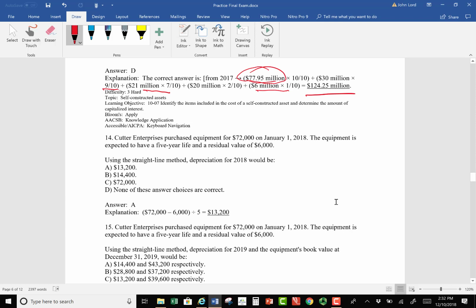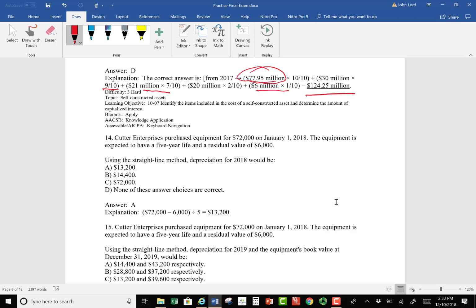So we've got straight line depreciation. 72,000 is the cost minus the salvage value, divided by 5. The only thing I might do to you differently on your test.